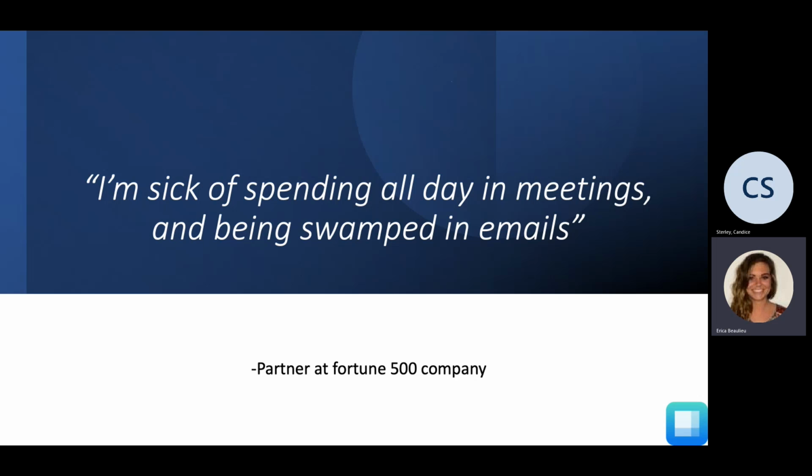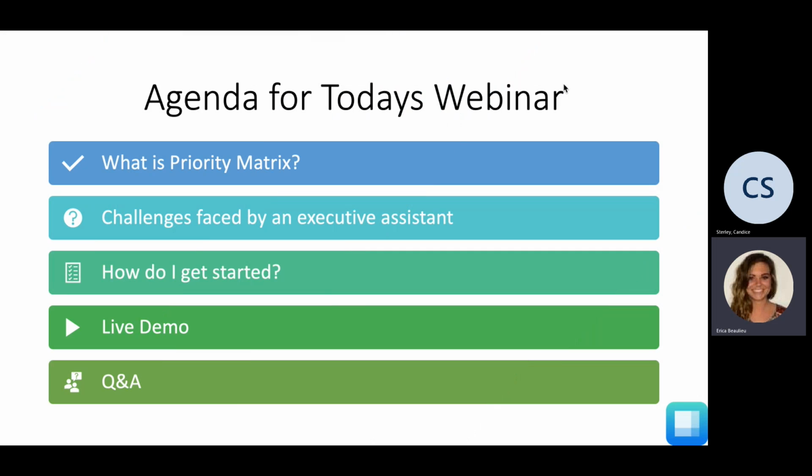And it goes very well hand in hand with the meaning of this webinar, which is how to stop drowning in emails and meetings and how Priority Matrix can help with that. So hopefully this quote resonates with you. You can relate to it and it will help you understand what we're looking at today.